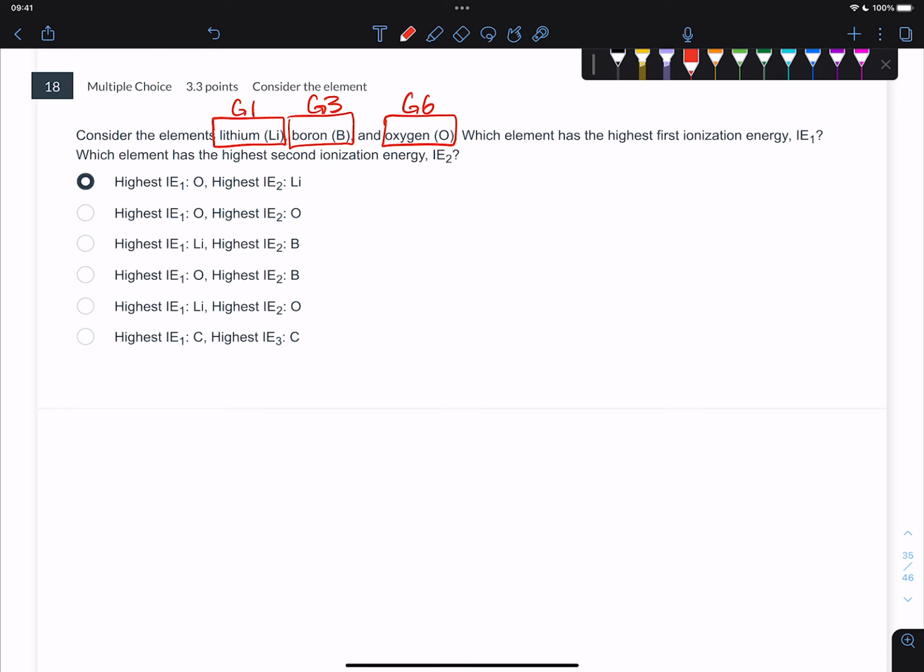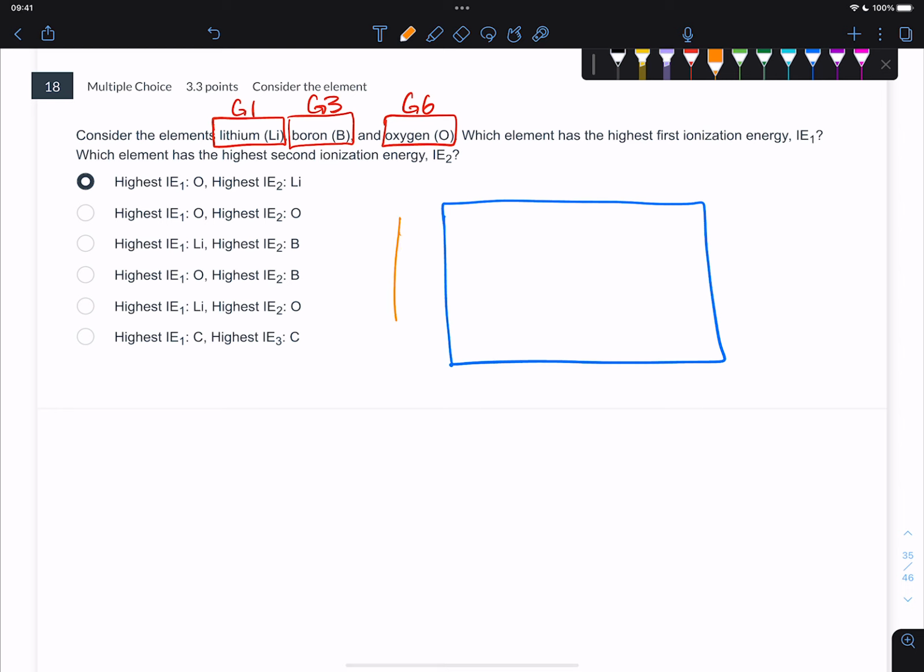So first of all, which one has the highest first ionization energy? There's an important trend that you should remember. Let's pretend like this is the periodic table. Okay, great. So one thing to recognize about atomic size is that size goes up as you go down. So larger atoms are going to be found in the bottom. So I'm going to say larger, smaller. That's the size trend for atomic size or atomic radius.